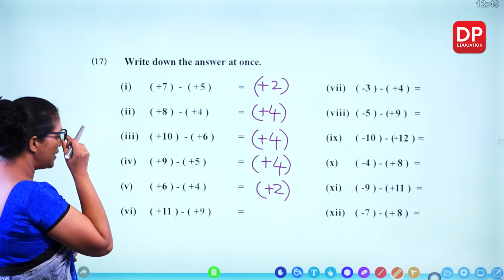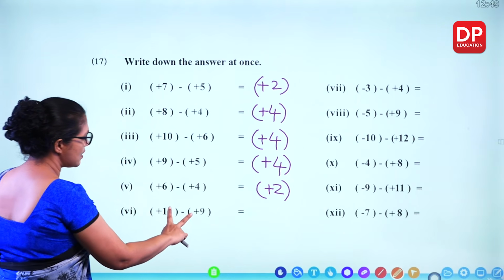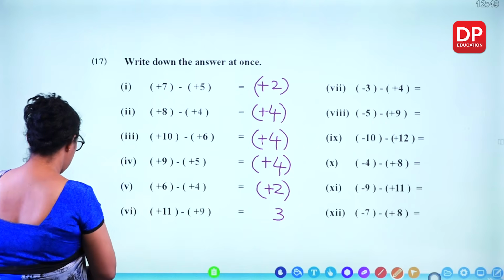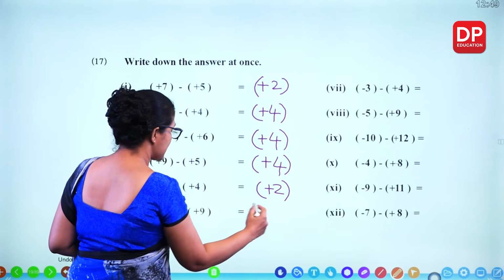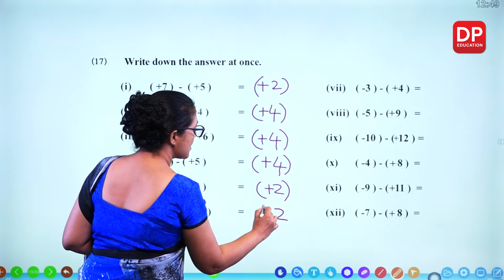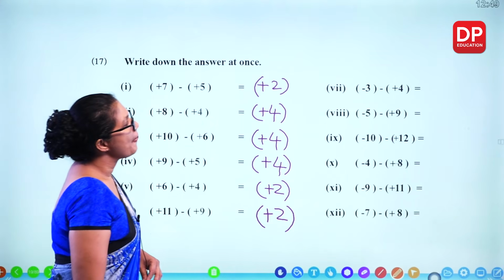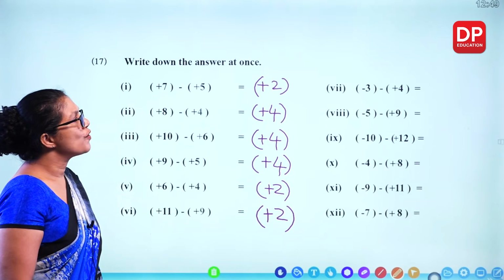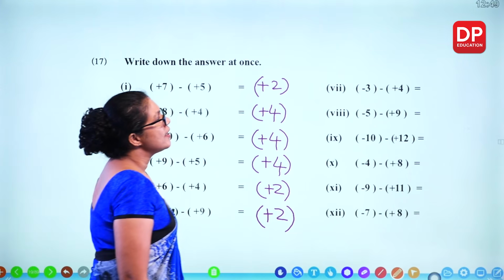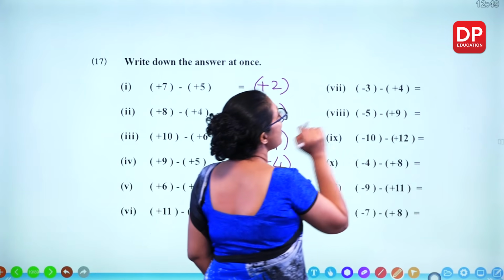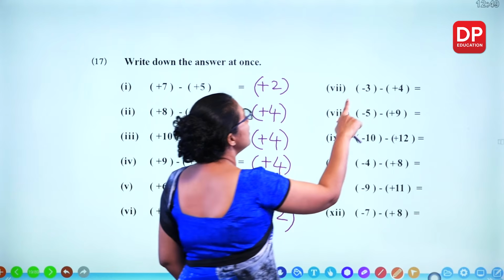11 and 9. You need to subtract. 11 minus 9. 2. 11 minus 9 is 2. That's plus 2. This side. Minus 3 and plus 4 now. So here difference is 1. And look at this one.